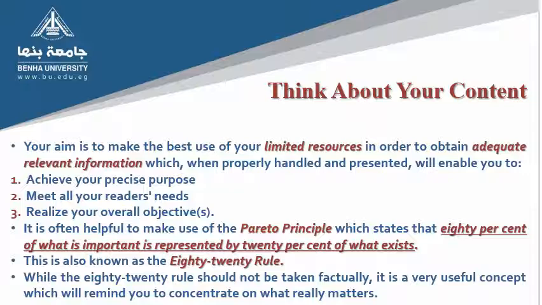It's often helpful to make use of the Pareto Principle, which states that 80% of what is important is represented by 20% of what exists. This is also known as the 80-20 rule and can be illustrated by the following examples. For example, 80% of horse races are won by 20% of horses in training, 80% of a company's revenue is generated by 20% of its customers, and 80% of a speaker's message is contained in 20% of his words. While the 80-20 rule shouldn't be taken literally, it's a very useful concept which will remind you to concentrate on what really matters.